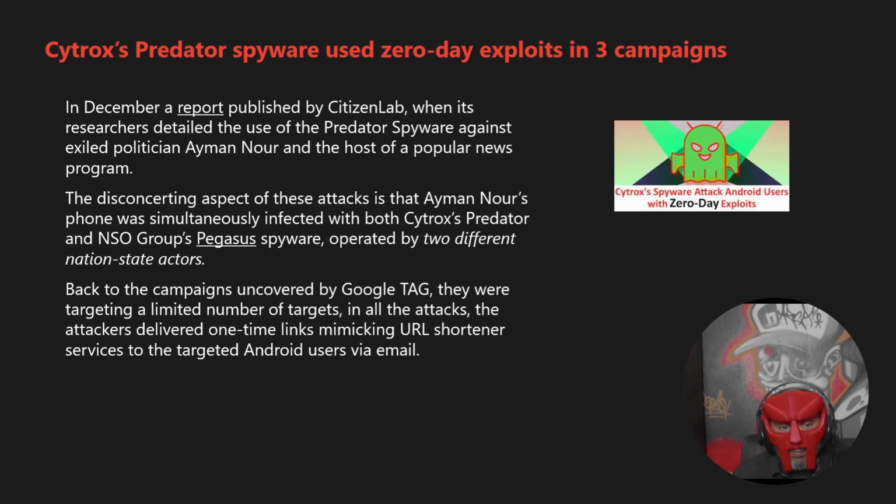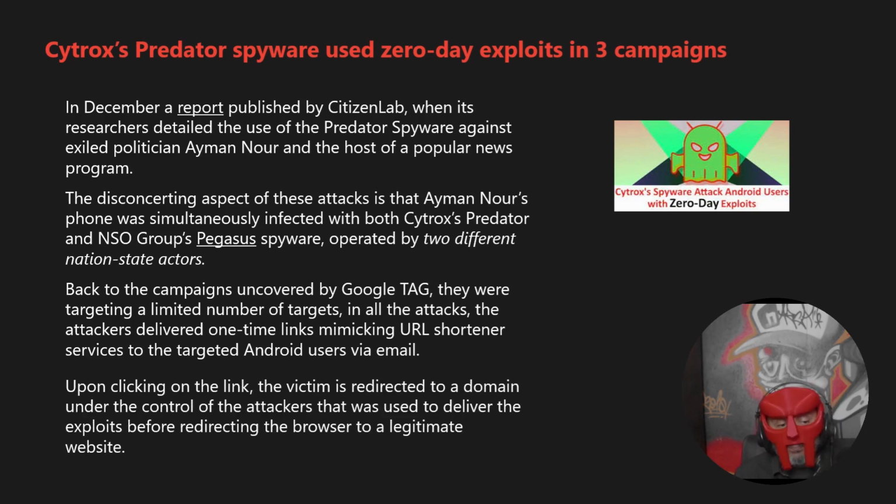Back to the campaigns uncovered by Google, they were targeting a limited number of targets in all of the attacks. The attackers delivered one-time links mimicking URL shortener services to the targeted Android users via email. Upon clicking on the link, the victim is redirected to a domain under the control of the attackers that was used to deliver the exploits before redirecting the browser to a legitimate website.